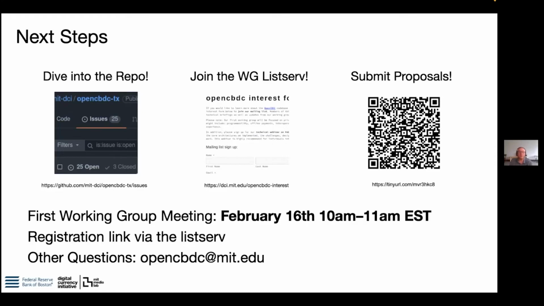In general, we're going to try and focus on presenting proposals at the working group meetings first, and walking through them and evaluating them. So if you'd like to join us for our first working group meeting, which will be next week, the 16th at 10 a.m. through 11 a.m. Eastern, please make sure to submit a research proposal first, and we'll try and curate those proposals before the meeting starts.